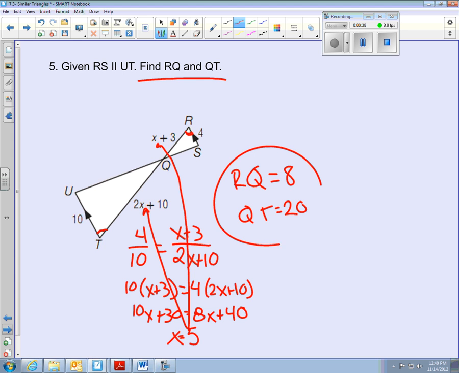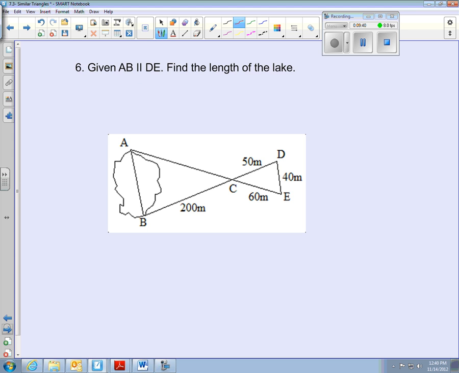All right, and our last problem: given AB is parallel to DE, find the length of the lake. So you're going to find this x here. We know that those are parallel, so I know that those are going to be our included angles congruent. I want you guys to set that one up and come with that done for tomorrow, and we'll see you guys then.